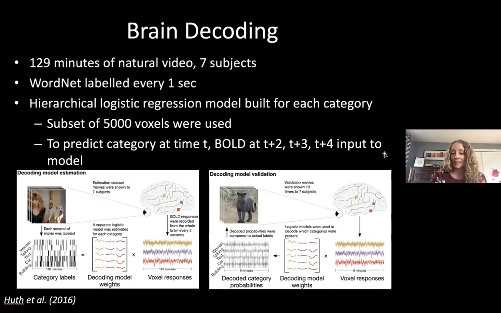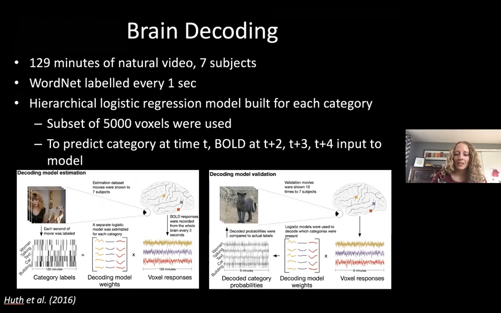Okay, so getting to brain decoding. This is kind of old work right now, but I really liked it. It's 4 years old, but they did 129 minutes of natural video with 7 subjects. And they had WordNet that labeled every 1 second of data with the content. So they had a word that described the content of that image.